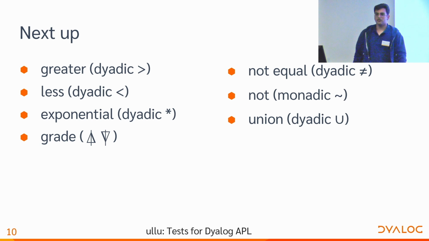We have a lot of primitives in mind. The goal is to cover all of the primitives that are there. These are next up: greater than, less than, exponential, grade, not equal, not, and union, which are going to be next up in the next few months.